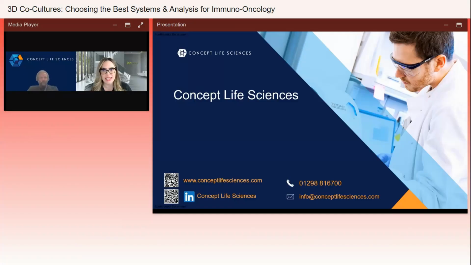Okay, great. The next question that we have here says, when selecting between scaffold-based and scaffold-free 3D culture methods, what factors most strongly influence your choice for a given project?